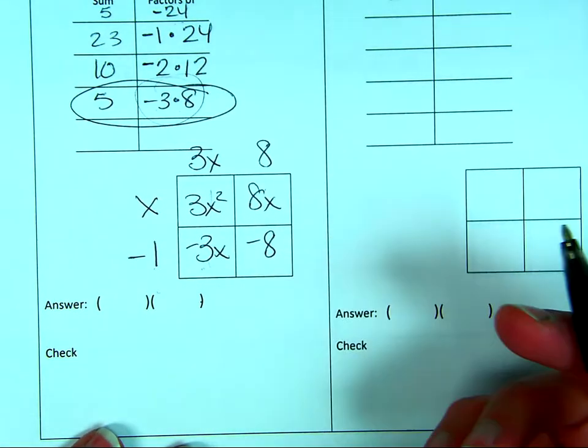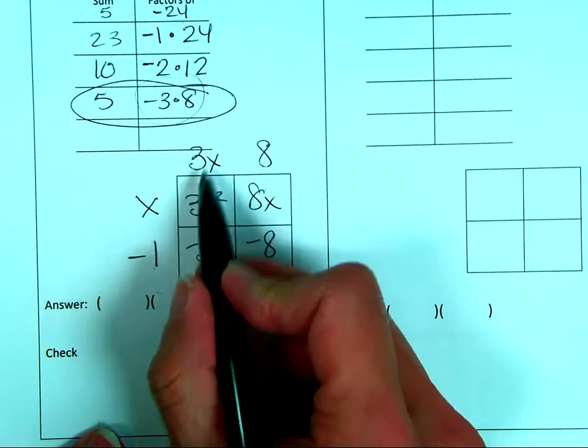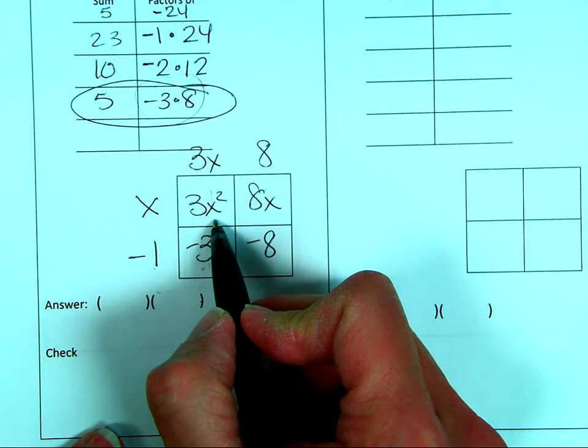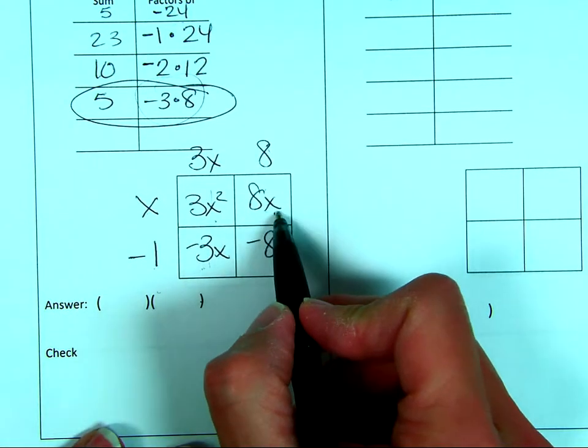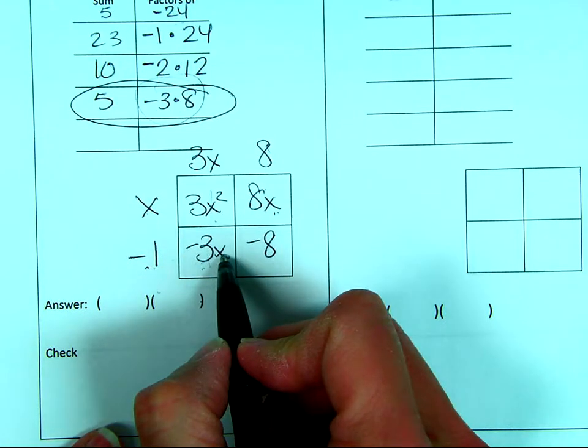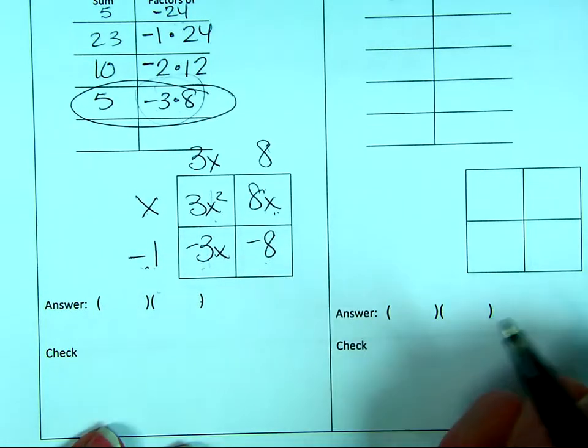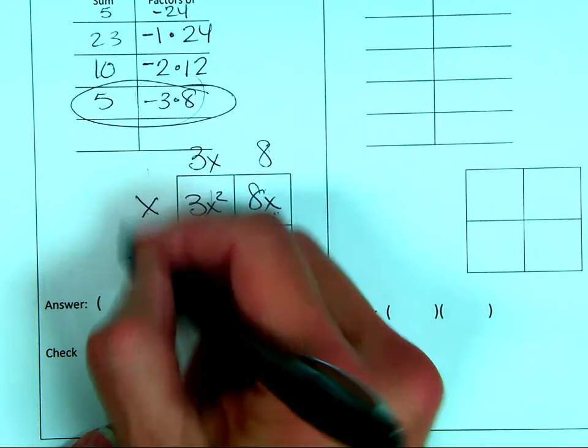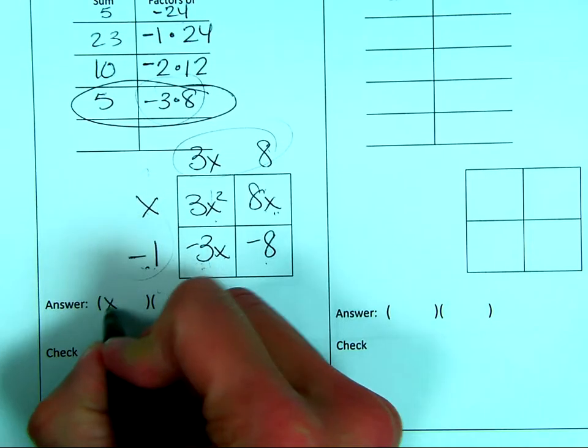Okay, so let's see if it works. Does x times 3x equal 3x squared? Yes. Does x times 8 equal 8x? Yes. Does negative 1 times 3x get me a negative 3x? Mm-hmm. Does negative 1 times 8 get me a negative 8? Okay, that's my check. If that's true, then these are my factors, and I just write them down.